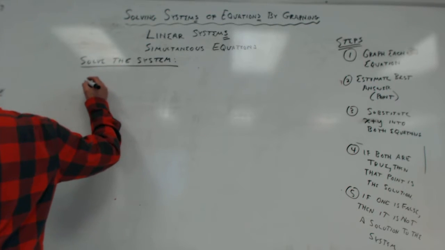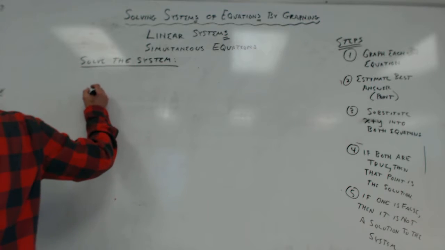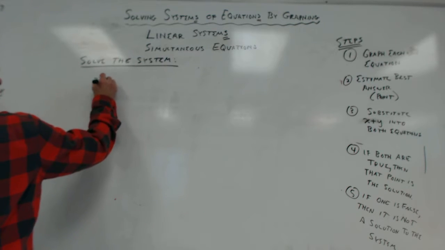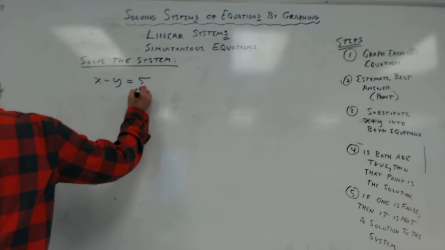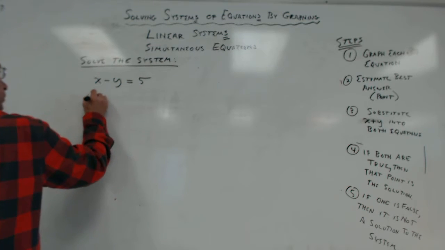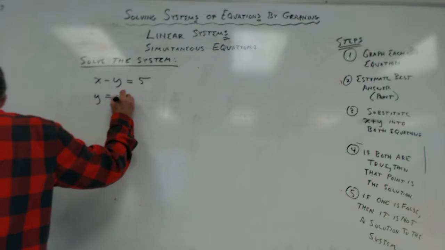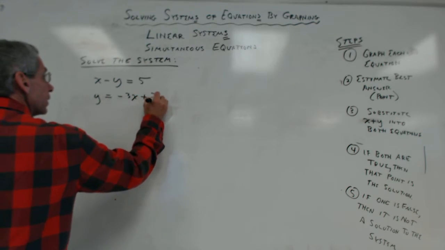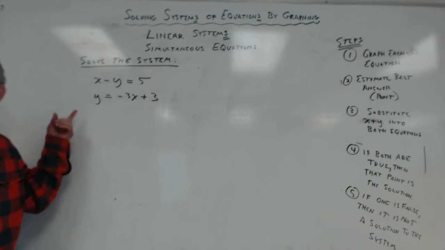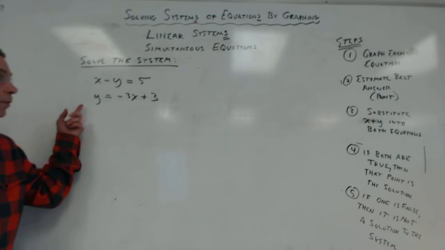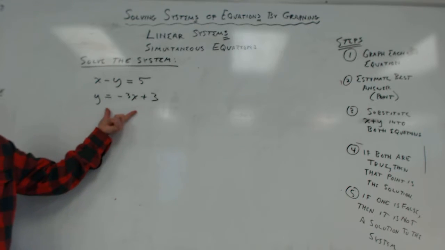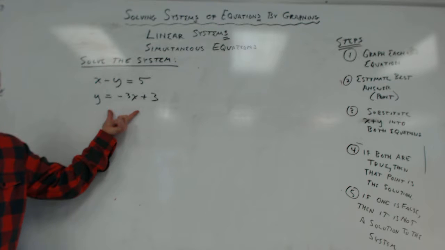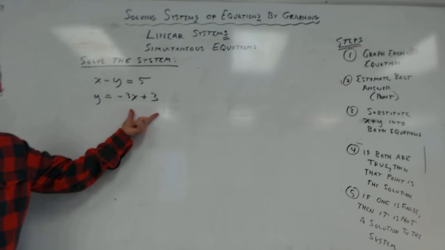Let's do one, we'll do this. We'll do x minus y equals 5. And then we'll do y is equal to negative 3x plus 3. Now notice, in this case, they're not in the same form. This is in standard form, right? And this is what form? Slope-intercept, y equals mx plus b, right?